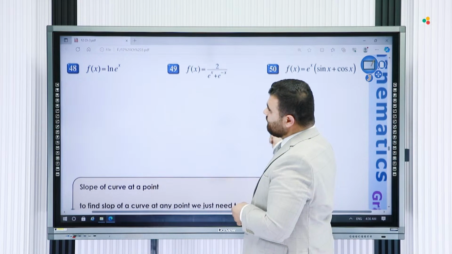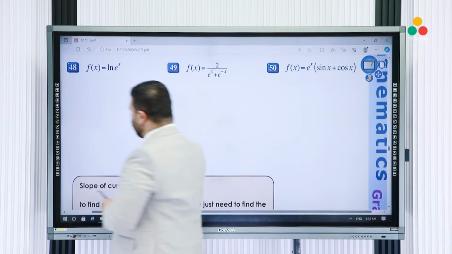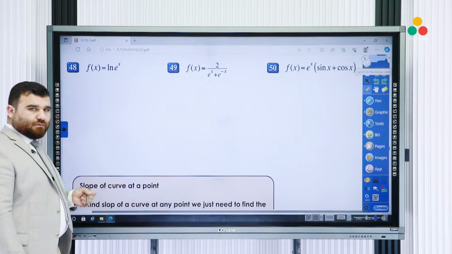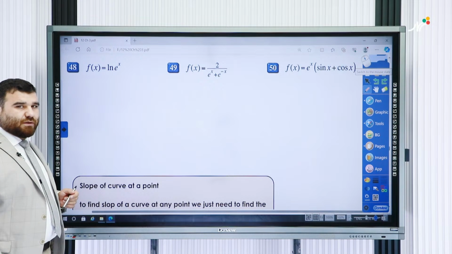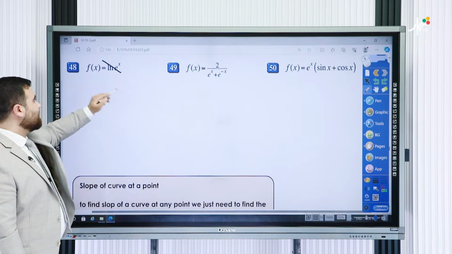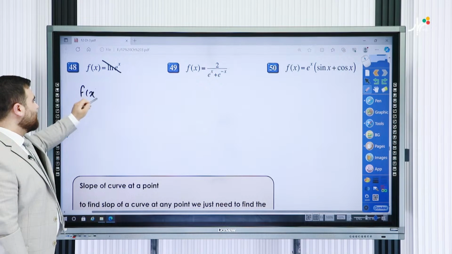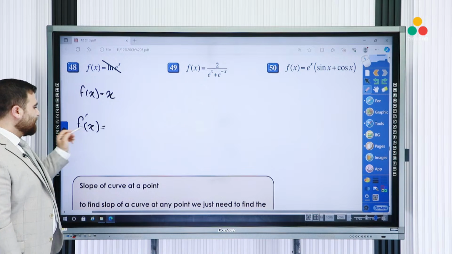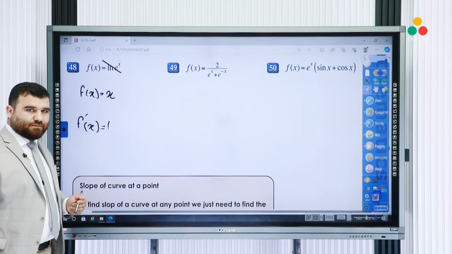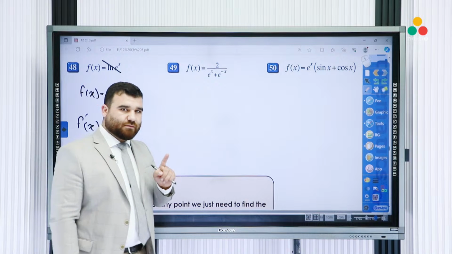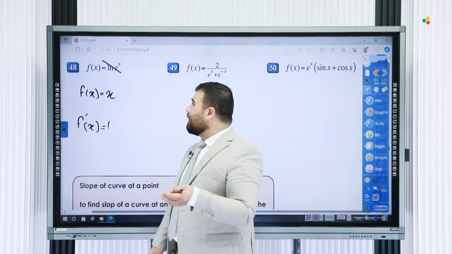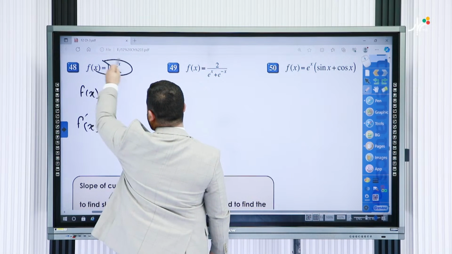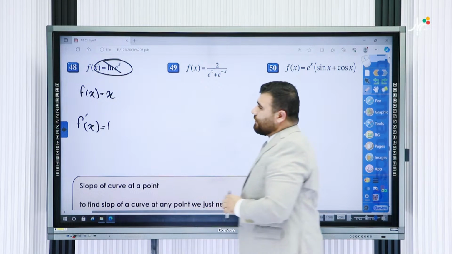Now, question 48. That's a good question. e has a power. Power goes to the front, and ln and e will cancel each other. Or we can directly say ln and e cancel each other. f(x) is just equal to x, and the derivative of f at x is equal to 1. Ln of e is equal to 1. Then 1 to the power x is still 1. But look here, ln and e always cancel each other. What's remaining is the power.